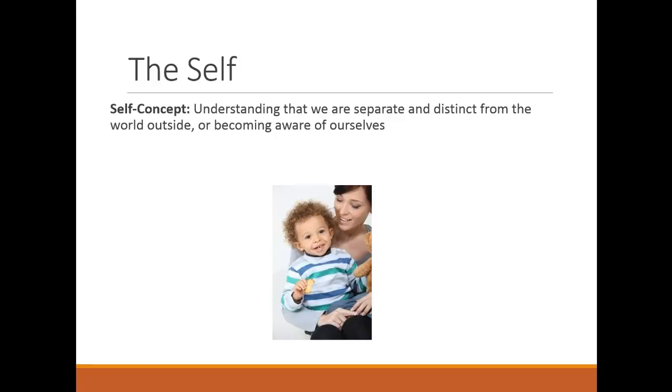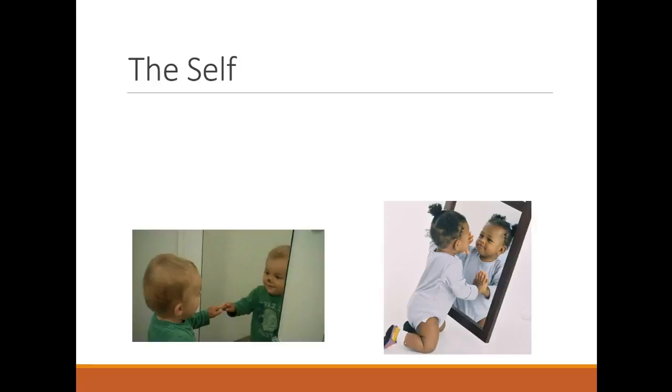One way we measure the development of self or self-concept is through something called the Rouge test. The Rouge test is a test where a grown-up kind of sneakily puts a little bit of rouge or makeup on the child's forehead or nose, and then they either place them in front of a mirror or strategically place a mirror in proximity to the child so the child is attracted to it and crawls over to it. What they look for is if the child touches his or her own face, not the face in the mirror, but physically touches their own face, thus recognizing that the rouge is on their face. That's a marker that they have developed self-concept.